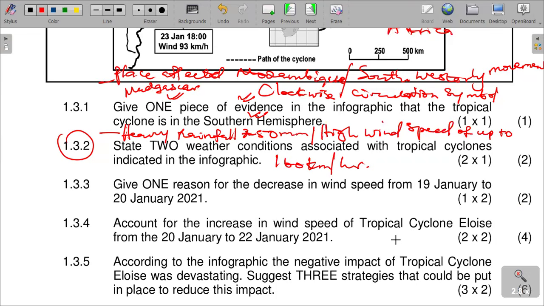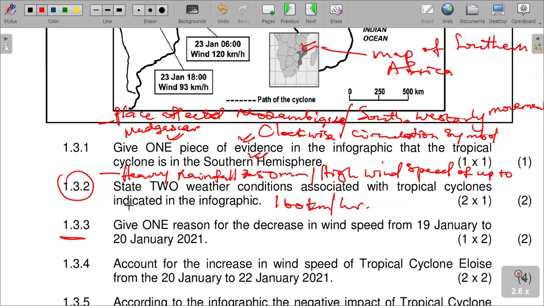Then give one reason, question 1.3.3: give one reason for the decrease in wind speed from 19 January to 20 January 2021. A decrease in wind speed can be caused by various factors. It can be because the system is moving over the land. Remember, once a tropical cyclone moves over land, we understand matters to do with friction. So it can be because of increased frictional drag.